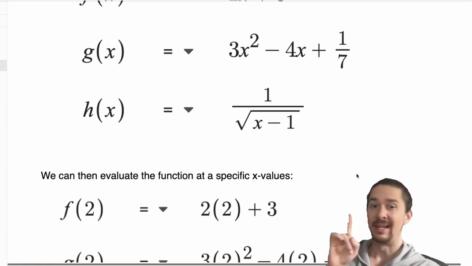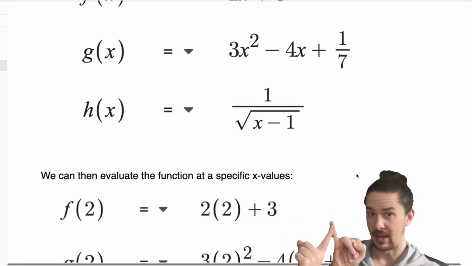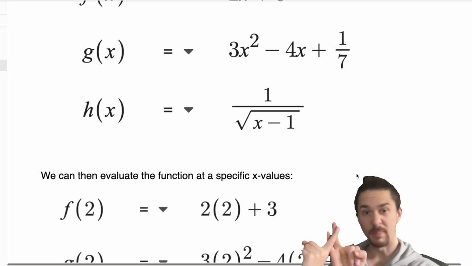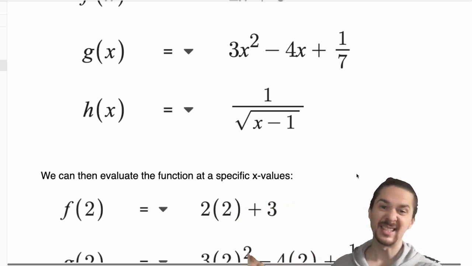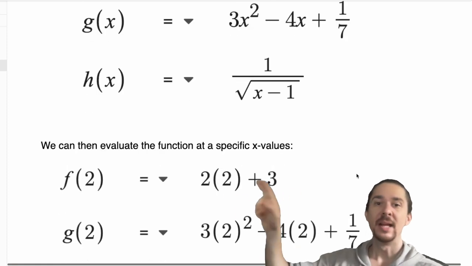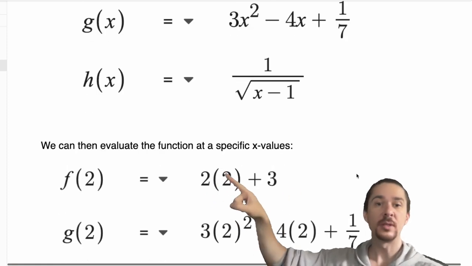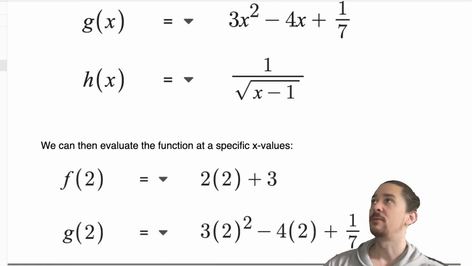And the reason for that is it's going to help you keep track of things that happen with negatives. And it's also going to help you make sure that you don't make a mistake with powers. You need to know that your negatives and your powers are not going to trip you up. So always put brackets and substitute your x inside those brackets. So f of 2 is 2 times 2 plus 3. F of 2 is equal to 7.